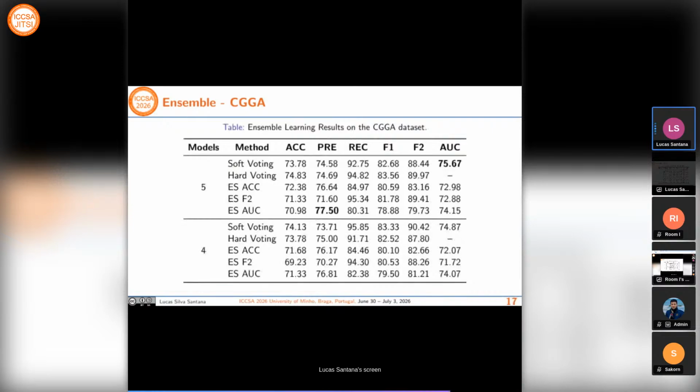So finally, we evaluate the ensemble composed of 4 and 5 classifiers for the CGA dataset. In contrast to the TCGA dataset, using fewer classifiers did not improve the overall performance. And the best results were generally obtained when we combine all 9 classifiers. So this suggests that for the CGA dataset, a larger ensemble provides better generalization than an ensemble with fewer classifiers.